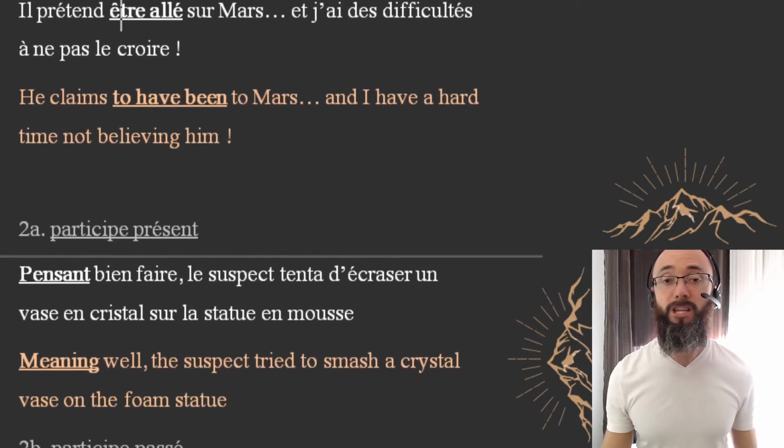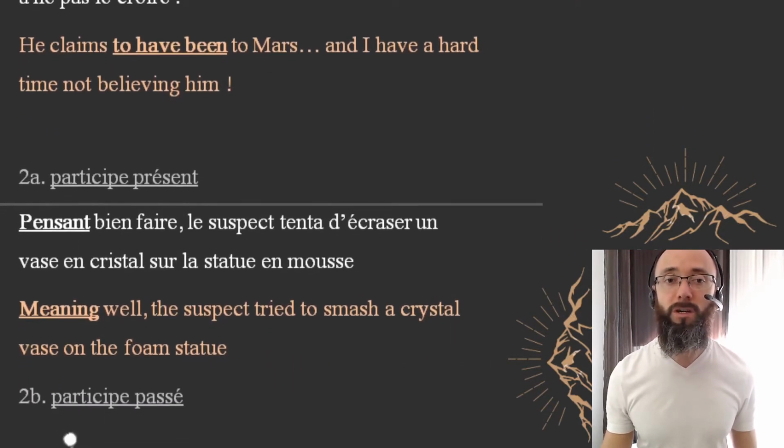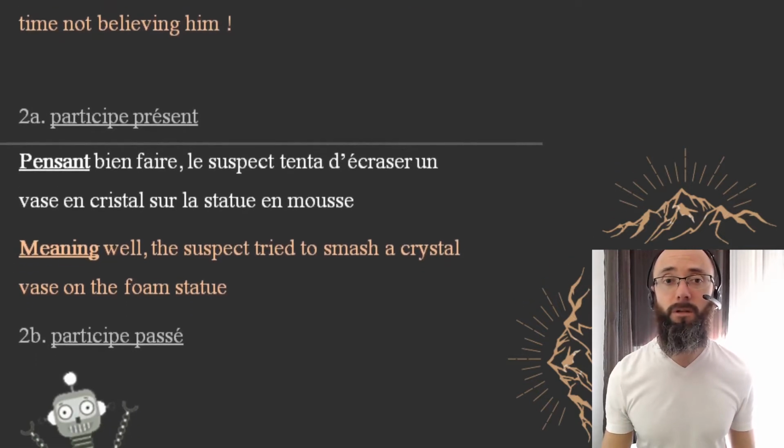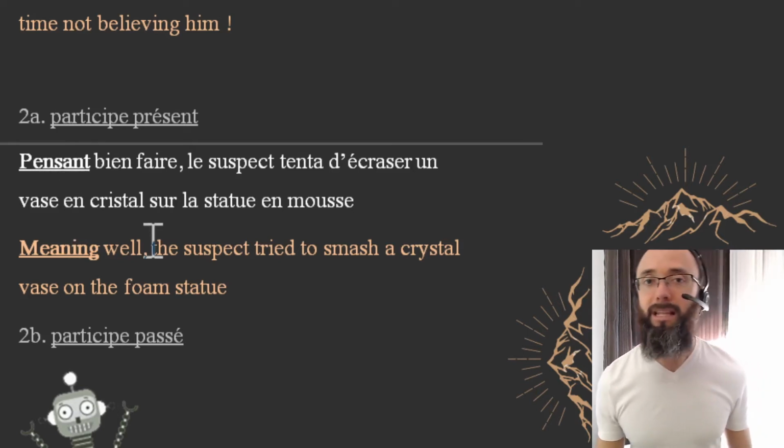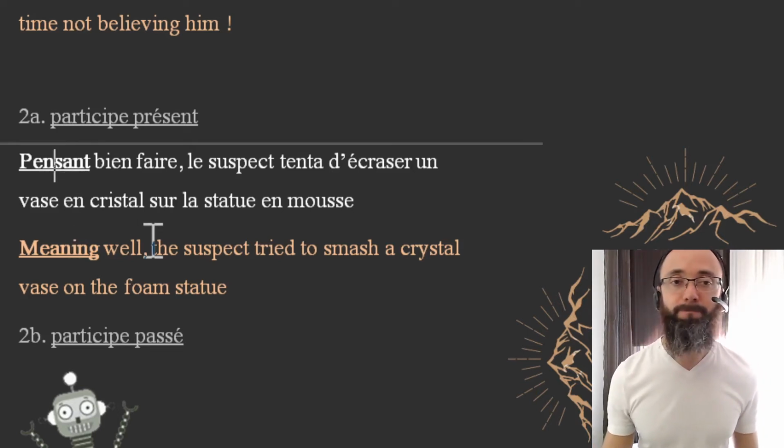Meaning well, the suspect tried to smash a crystal vase on the foam statue. Pensant bien faire. Meaning well. Gerund. It looks like it, doesn't it? It looks like a gerund. It is a participle, present participle in particular. Pensant bien faire, le suspect tenta d'écraser un vase en cristal sur la statue en mousse.